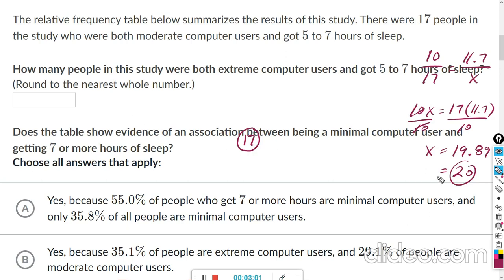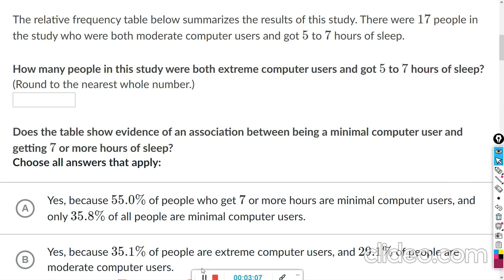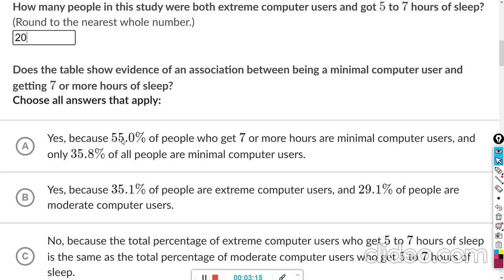So I'll remember 20 for later. Actually, I'll type it in the box right now. Just type 20 in the box, and then we need to do the follow-up. Does the table show evidence of an association between being a minimal computer user and getting 7 or more hours sleep? Choose all answers that apply.